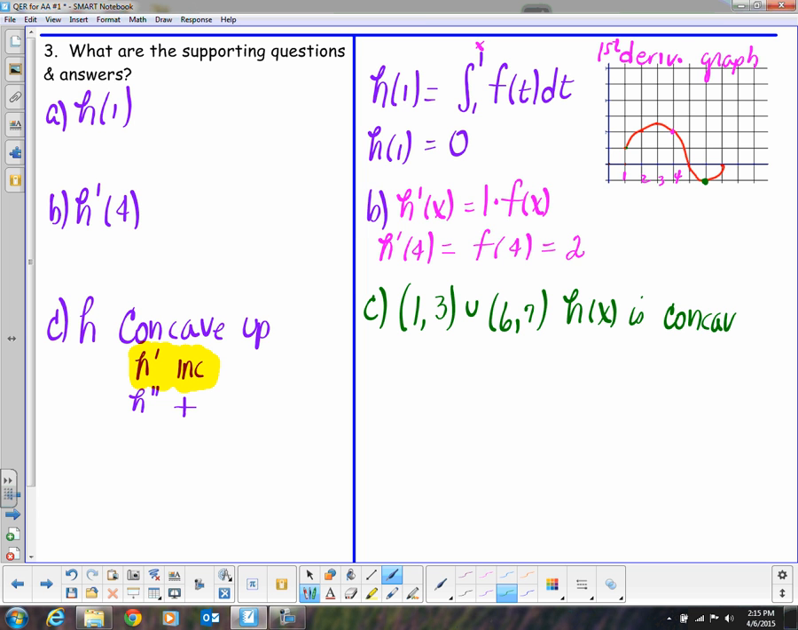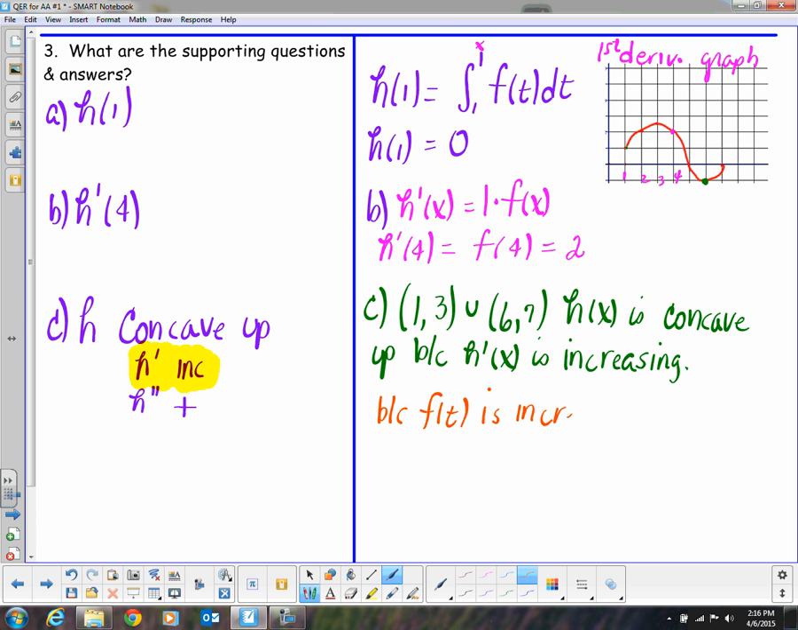Now they've told us to justify, and you've got to be very, very careful here. And I'm going to say because h prime of x is increasing. Positive doesn't work because that's 2 derivatives away. Now, another way you could have said it is you could have said because f of t is increasing. Because f of t is the derivative of h. So either one of those would be correct.